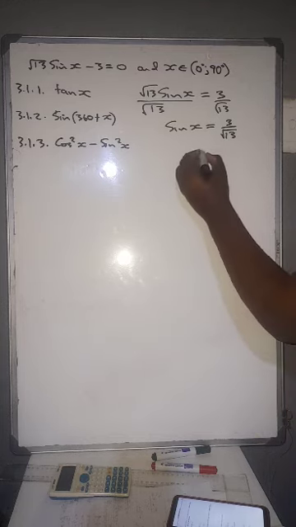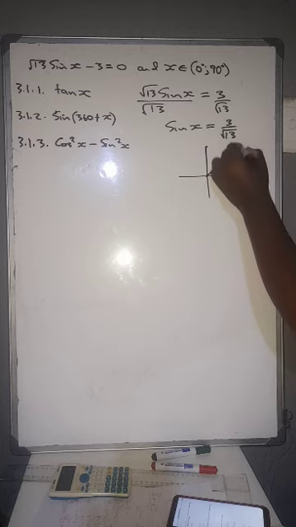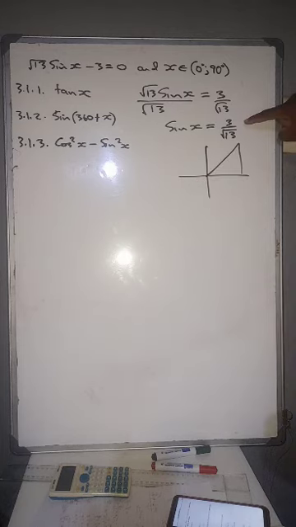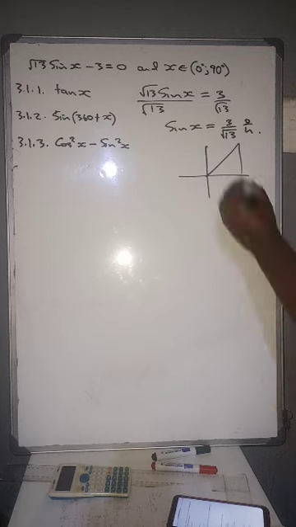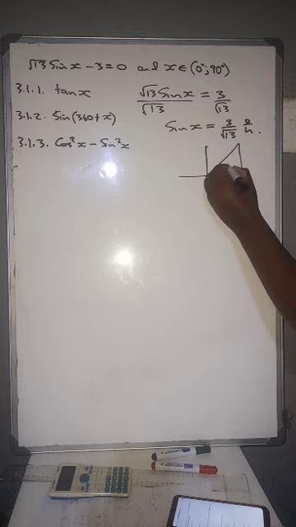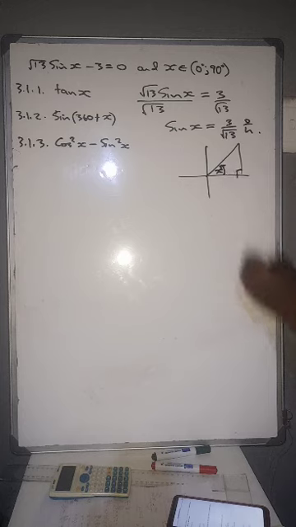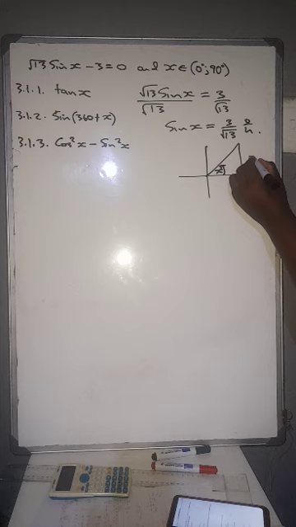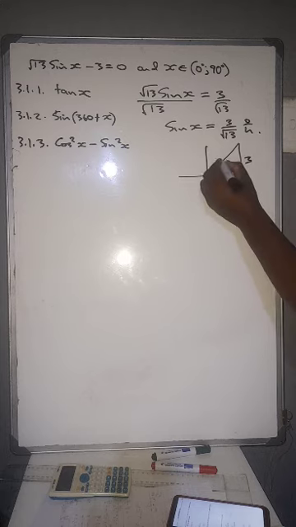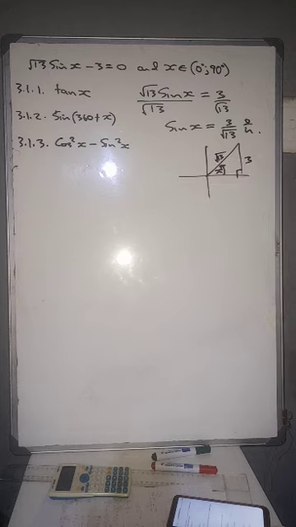Now our diagram in the first quadrant is supposed to be like this, and sine x, remember, is opposite over hypotenuse. So our 3 here is the opposite, and our x is this angle here, right? And this is a right angled triangle. If this is x, it means this is our opposite. So our opposite is 3, and our hypotenuse is root 13. We need to use Pythagoras theorem to determine the value of the third side here. You should not forget to do that.